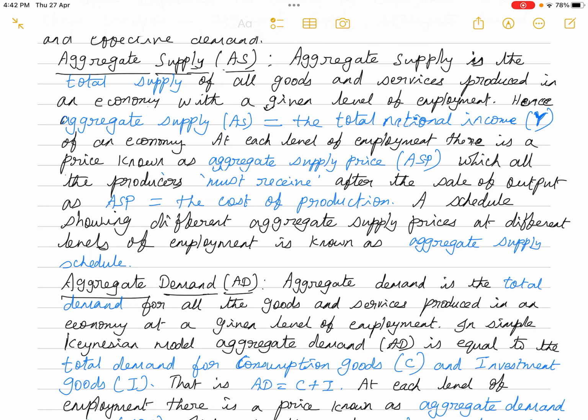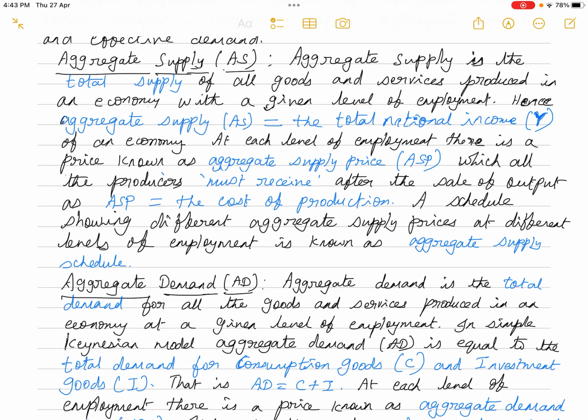Okay, now at each level of employment, there is a price known as aggregate supply price, that is ASP, which all the producers must receive after the sale of output, as ASP is equal to the cost of production. I just mentioned, I am employing 10 laborers, so I am incurring a certain cost of production. Let us assume that after employing 10 laborers, my cost of production is 50,000. These 10 laborers are producing 100 units of commodity X.